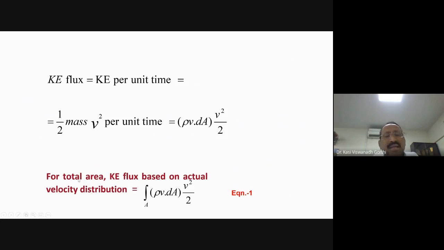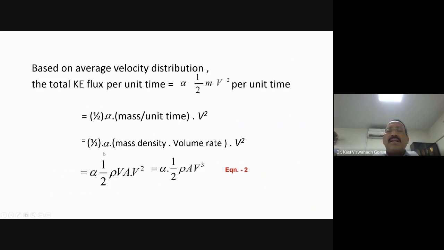So for total area, the kinetic energy flux based on the actual velocity distribution would be the integral of rho v dA into v square by 2. Let this be equation number 1. Equation number 1 is the kinetic energy flux based on actual velocity distribution. Similarly, you calculate the kinetic energy flux based on mean velocity distribution and equate both.